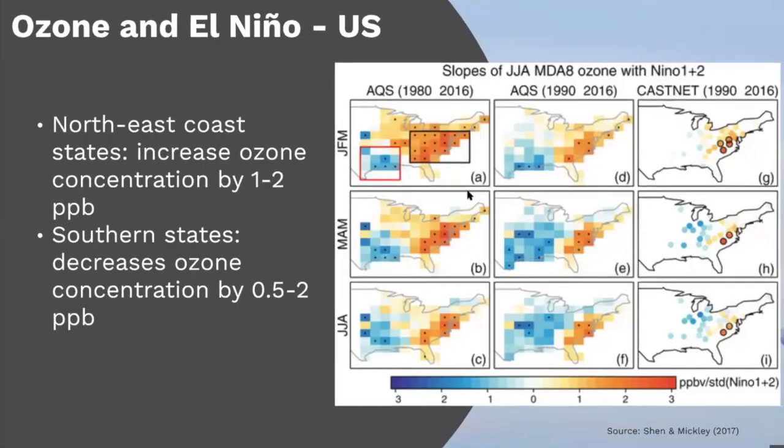In the US, researchers at Harvard University proposed that El Niño increases ozone concentration by 1 to 2 parts per billion in the northeastern states and decreases ozone concentration by 0.5 to 2 parts per billion in the southeastern states. This is illustrated in the figure that maps the ozone concentration difference in parts per billion during the El Niño between 1980 and 2016. Red indicates an increase of ozone, blue indicates a decrease of ozone, and the white is where the ozone does not change from El Niño to non-El Niño year.